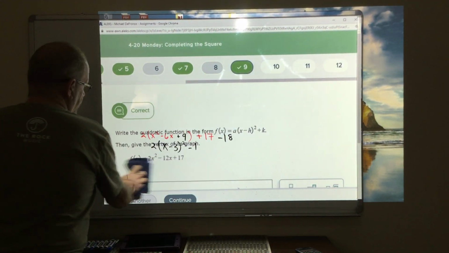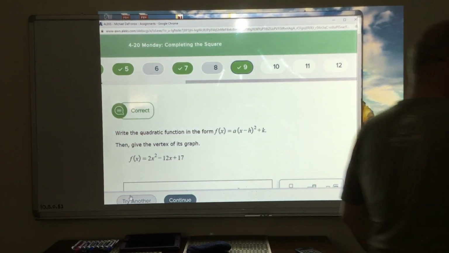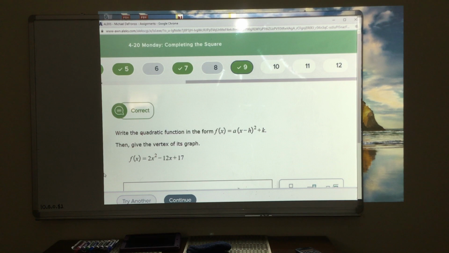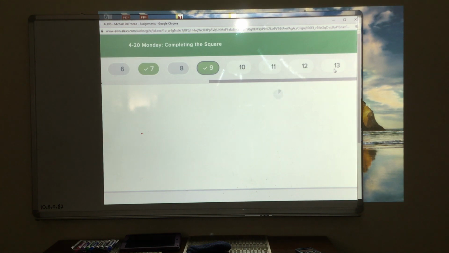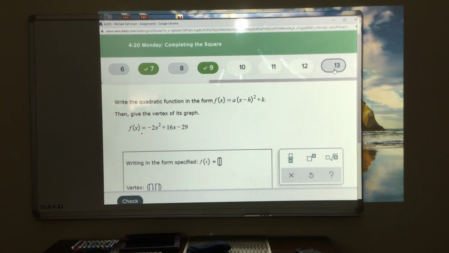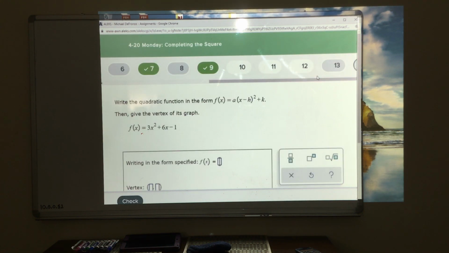Correct. Yay. All right, kids. Well, good luck. Let's just make sure there are no other types of problems on here to worry about. Nope. But you do have quite a few of them to practice. All right. Thank you.